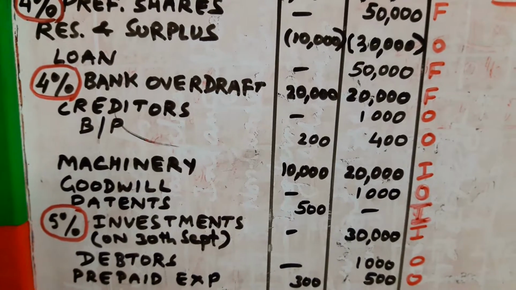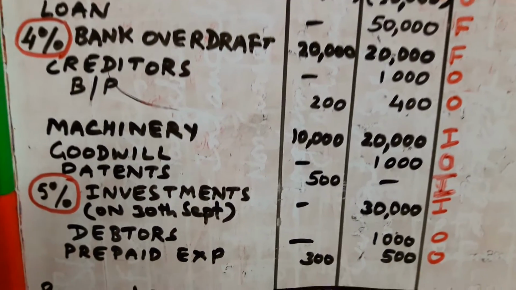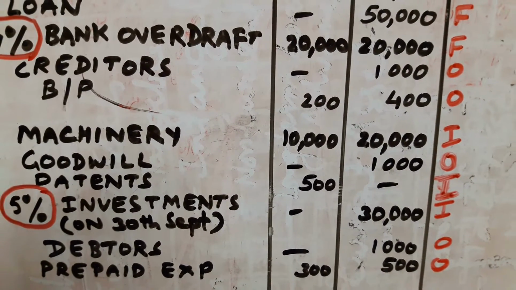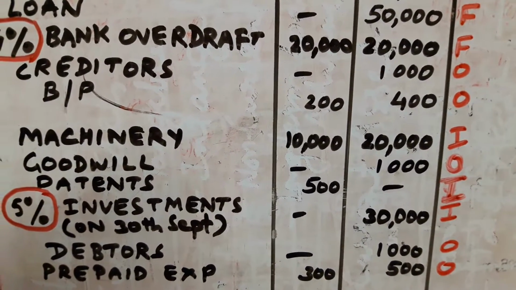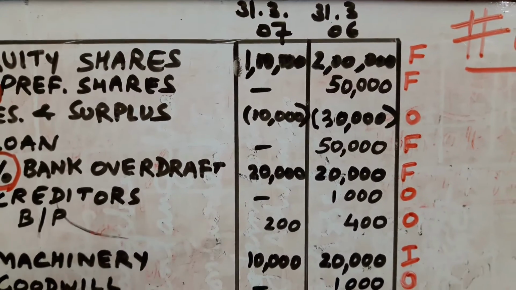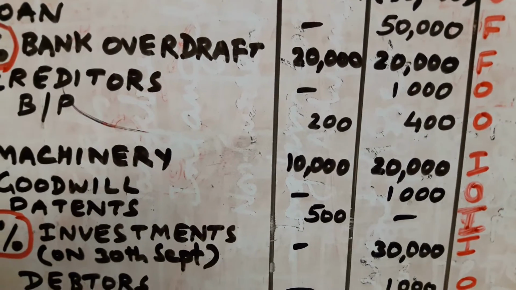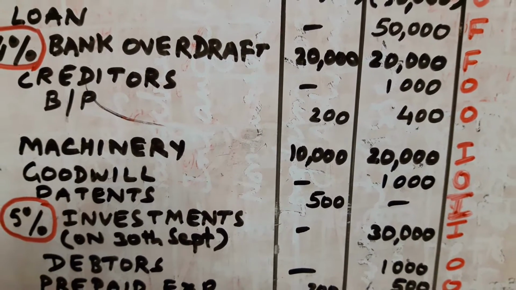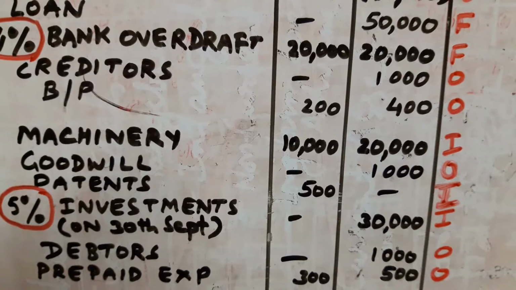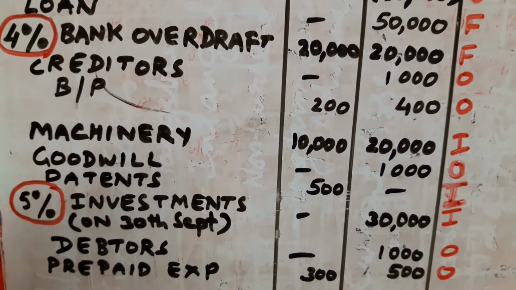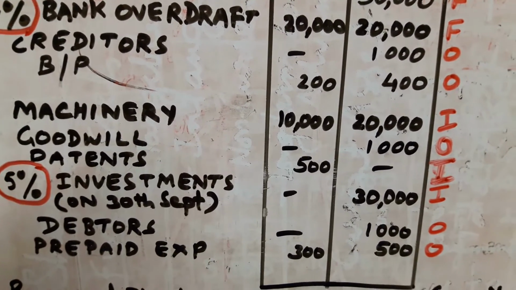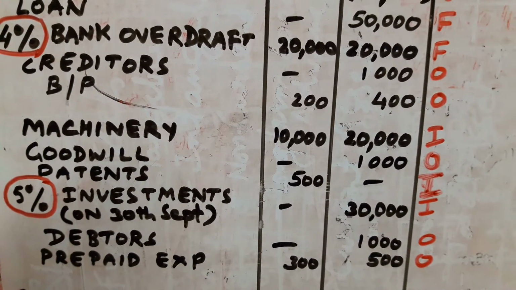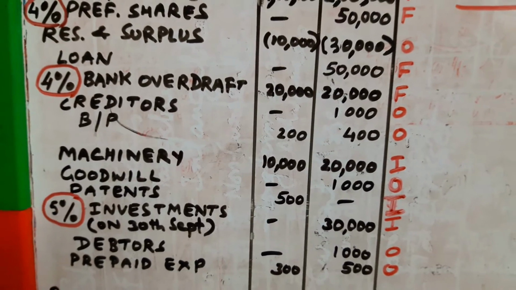Machinery, investing. Goodwill and patents, be very careful. Goodwill, if they are decreasing, it is operating. From previous year to current year, there is a decrease in goodwill, so it is operating. And patents, it is increasing, so increase will go to investing. A very important point: investments are investing. Debtors will go to operating, and prepaid expense will also go to operating. This is your first step.